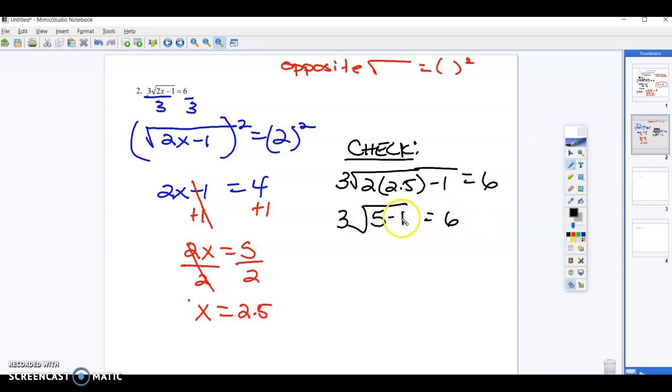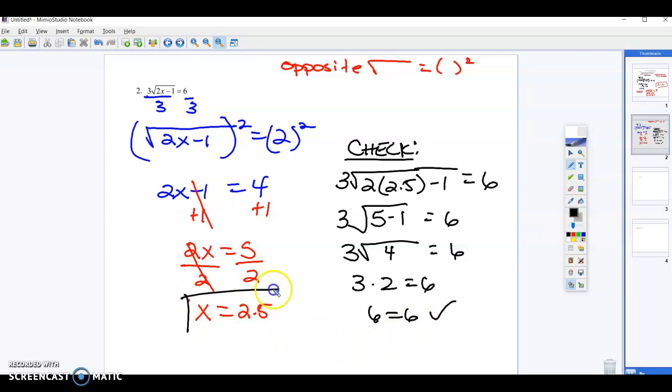Okay, and 5 minus 1 is going to give me 4. The square root of 4 is going to give me 2. And 3 times 2 is going to give me 6. Well, if 6 equals 6, then that means that my final answer is x equals 2.5.